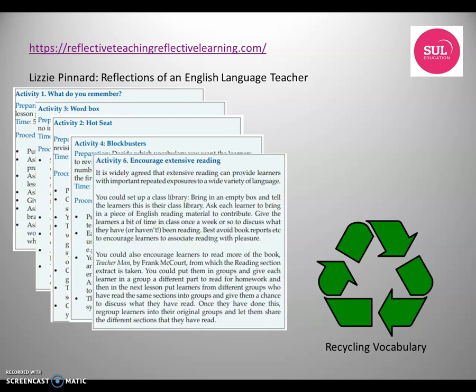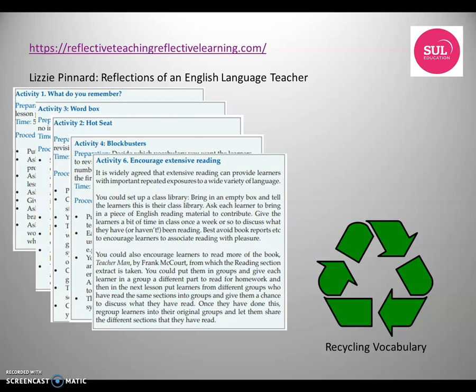Encourage extensive reading. Get a class library together, but it doesn't have to be books. It can be posts on social media. It can be leaflets from the local tourist bureau. Anything. Give the students a library of things to read and give them a reason to read it. Okay.